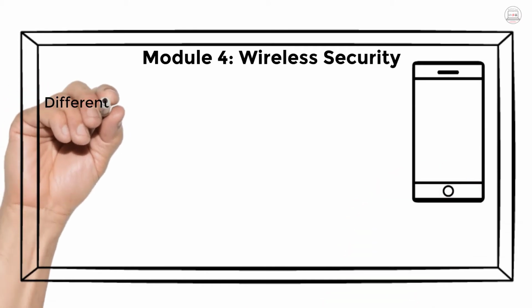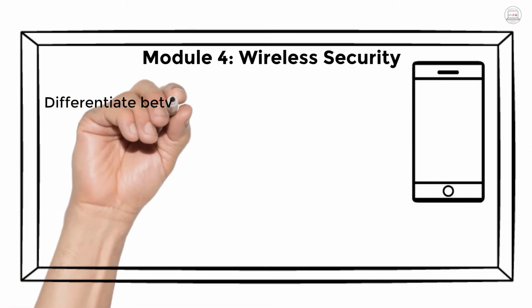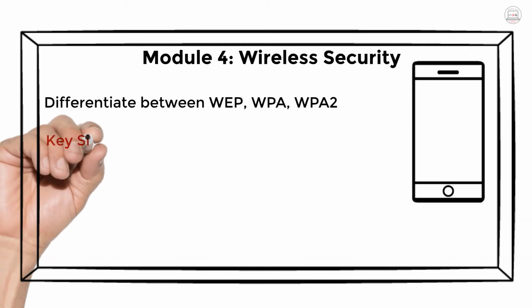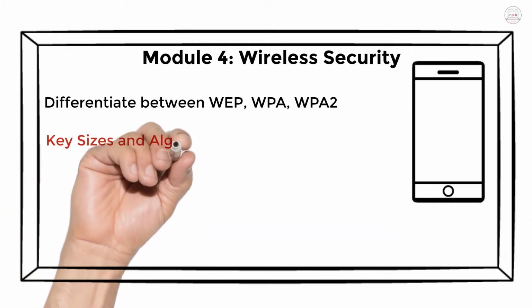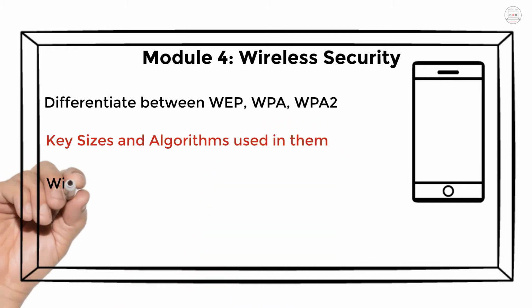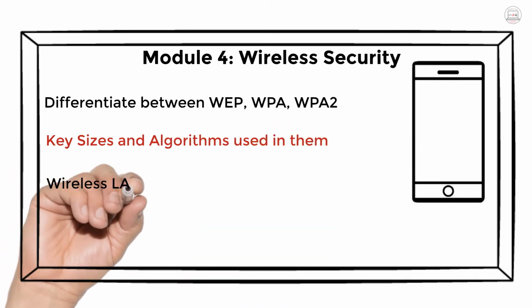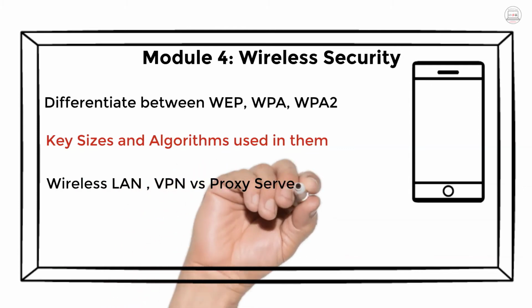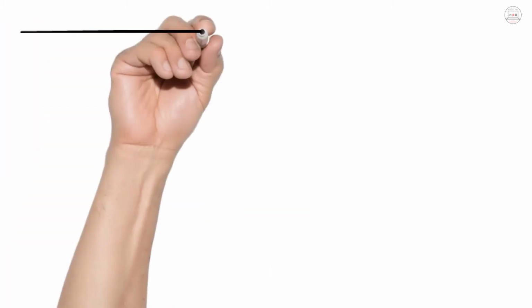You must also learn about the key sizes and the various algorithms which are used for encryption in these particular security models, that is WEP, WPA and WPA2 respectively. Towards the end of this module, you must also learn about what is VPN and how is it different from a proxy server. Let's move on towards our next module, that is module number 5.